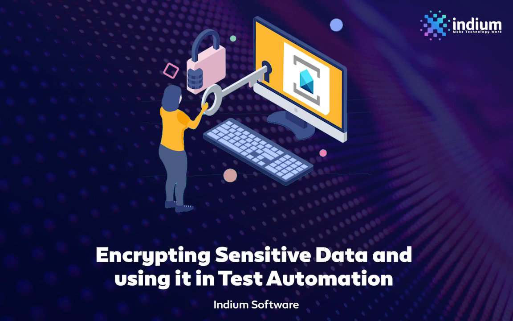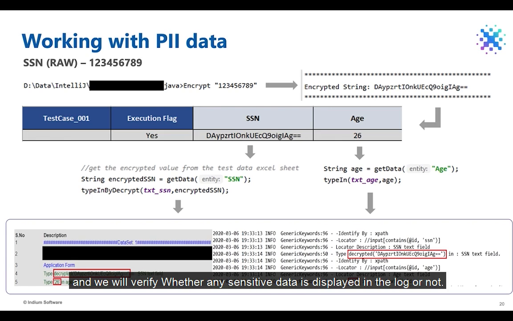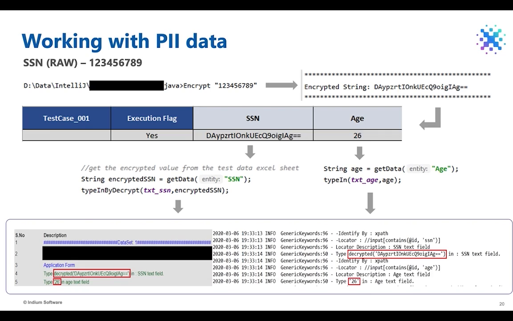Today, we are going to learn how to encrypt sensitive data and use it in test automation. In this demo recording, we will see how we mask sensitive data using our encryption utility and then use that encrypted data in our automation script. We will also have a look at the logs and the report generated during the execution, and we will verify whether any sensitive data is displayed in the log or in the report.